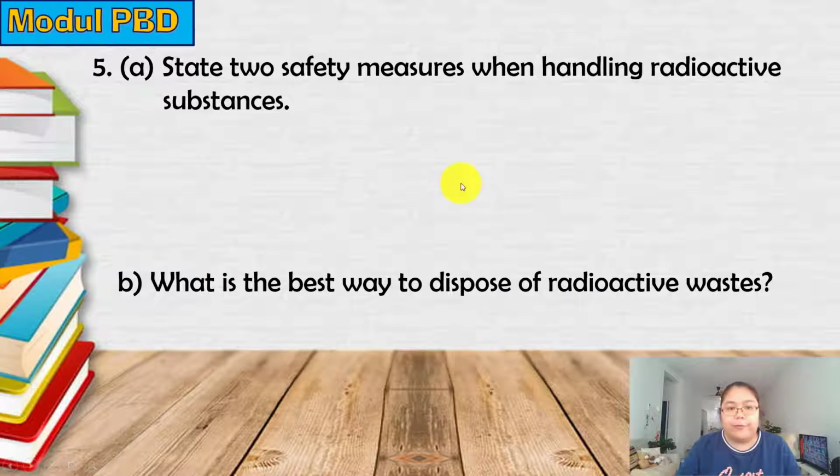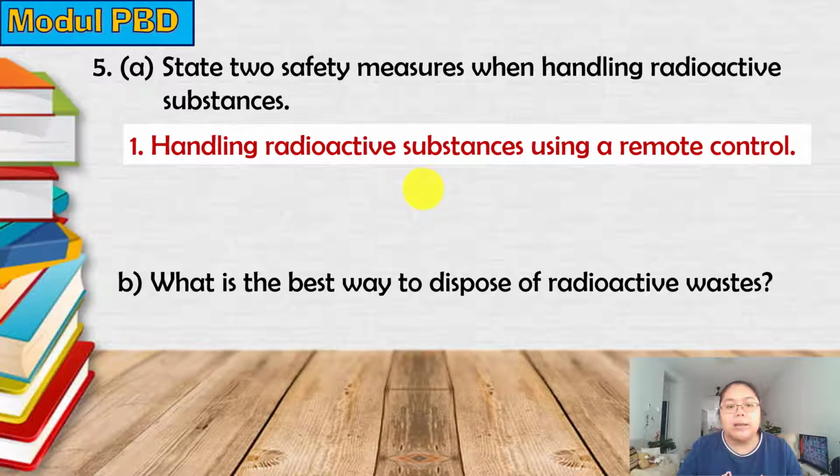Now we go number 5. State 1 safety measure when handling the radioactive substance. So you think about what you're using. Another one should be the safety. Okay, first step, they're handling the radioactive substance by using the remote control. Okay, measurement, we're using remote control, never using the hand.